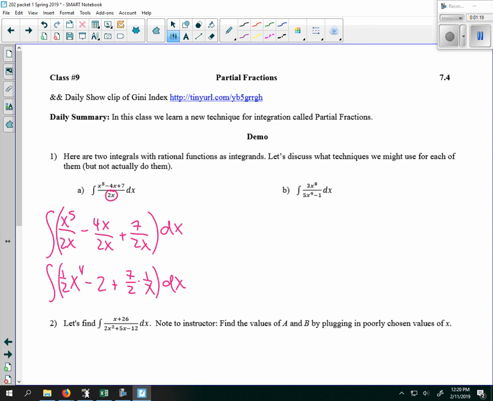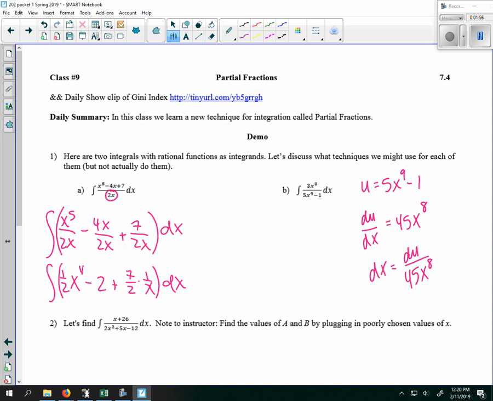For b, the first thing that jumps out at me is that I have an x to the ninth and an x to the eighth, which means that I have the derivative of a piece of my integrand also in my integrand. So I'm going to guess u substitution is a good choice. U might be 5x to the ninth minus 1, which means du dx would be 45x to the eighth, which means dx is du over 45x to the eighth.